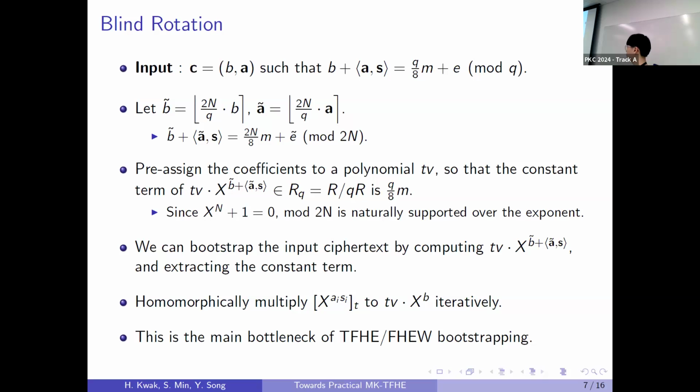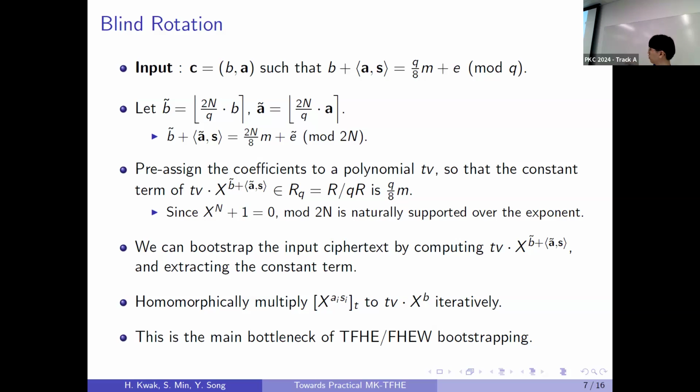Now let's see what happens in blind rotation. We have an input ciphertext C equals (B, A), such that B plus the inner product of A and S is the message, the encoding we want. So we first scale the ciphertext from the modulus Q to 2N. Then what we want to do here is to homomorphically decrypt the ciphertext into the exponent of a monomial. Since we are working on a ring where X to the N plus 1 equals 0, the mod 2N arithmetic is naturally supported on the exponent.